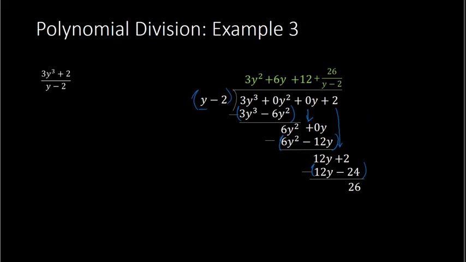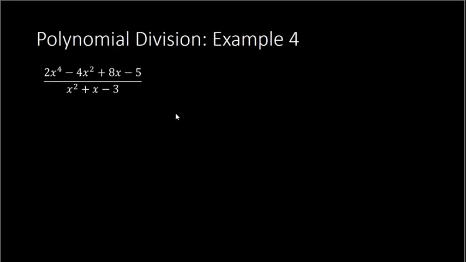Let's take a look at one more example. Here in example 4, this one is a little bit different because our denominator has 3 terms instead of 2 terms. However, the process is still exactly the same. Now, look at the numerator. We go from the 4th power, we skip the 3rd power, and then go to the 2nd power, 1st power, and the constant. So what we need to do is actually put in a placeholder for the x to the 3rd power. So when you set this up, you're going to need to put in a 0x to the 3rd.